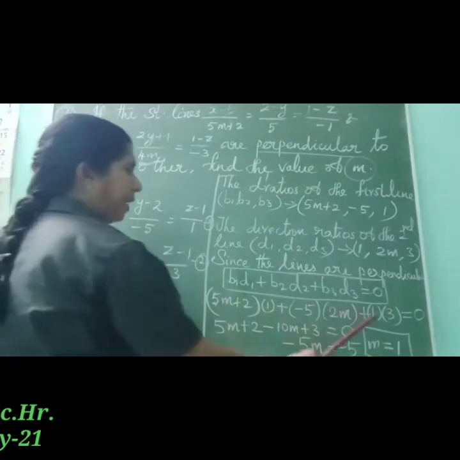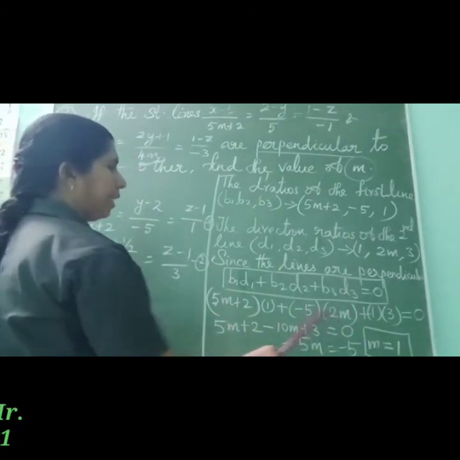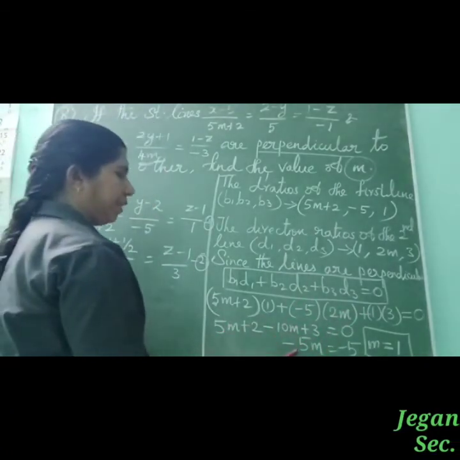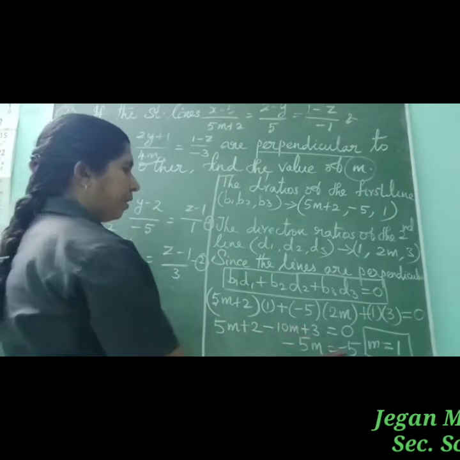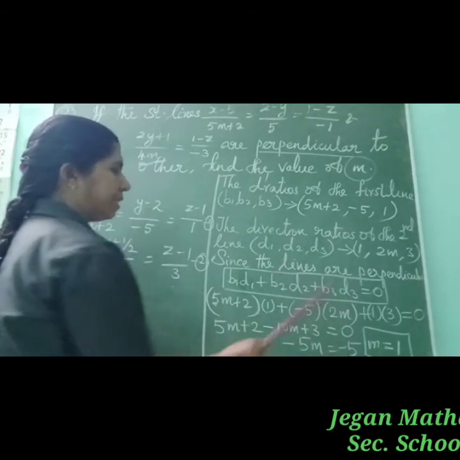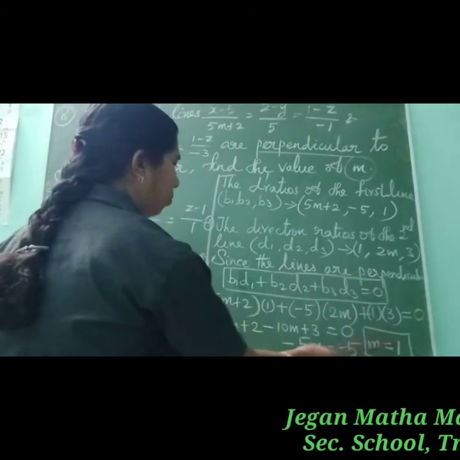When expanding, 5m plus 2 minus 10m plus 3 equal to 0. 5m minus 10m is minus 5m. 2 plus 3 is 5. So minus 5m equal to minus 5. From this we get the answer m is equal to 1.